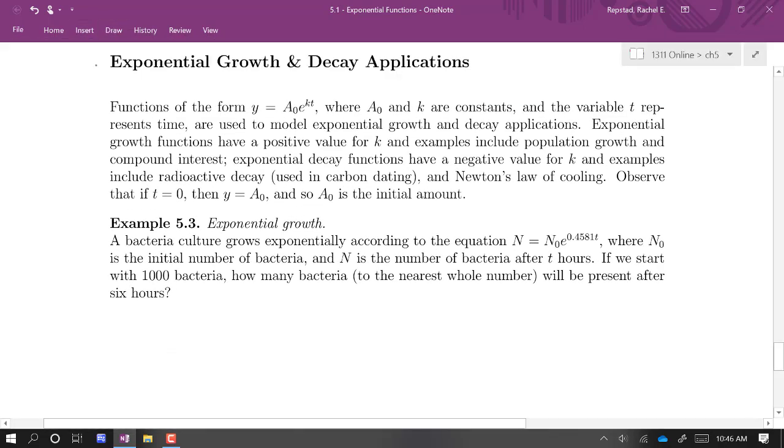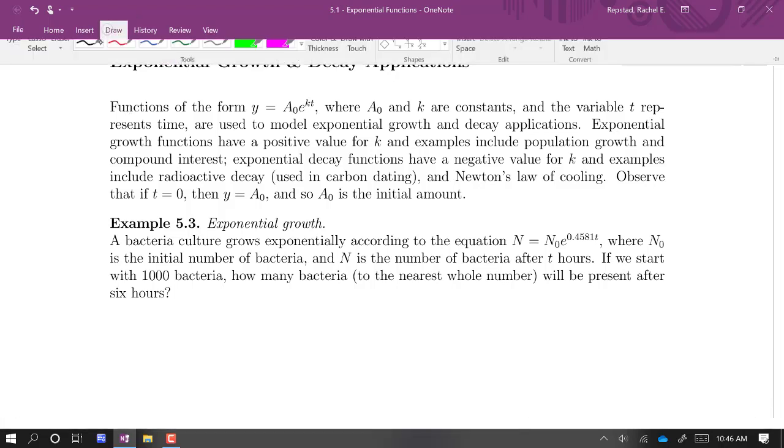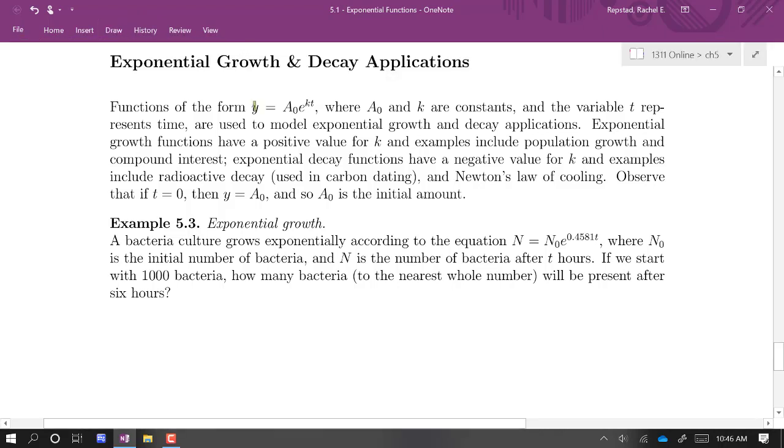So exponential growth and decay applications abound in nature and in finance and a lot of situations, chemistry and physics. These situations are usually modeled with an equation or a function that looks like that. We have some quantity a naught, which would be some constant, times e to the kt, where e is Euler's base, and we have some constant k that's specific to the problem. It has to do with the rate of growth or decay.